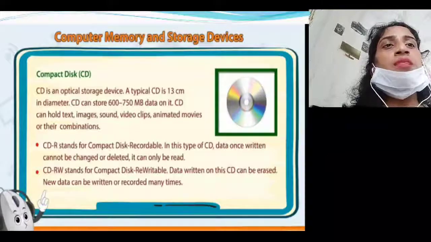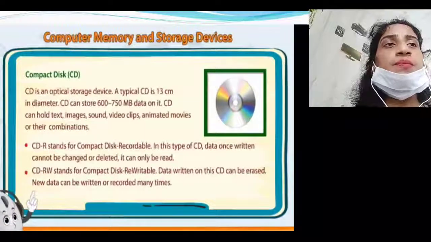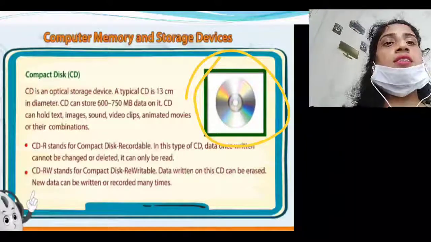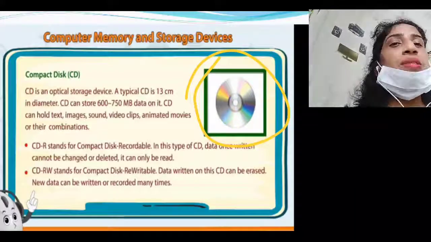So, students, these are the pictures of CD. Have you seen that? Yes, these are the images of CD.